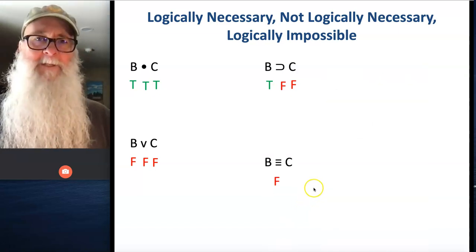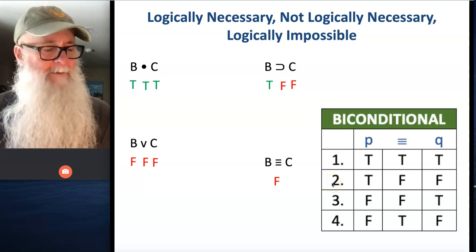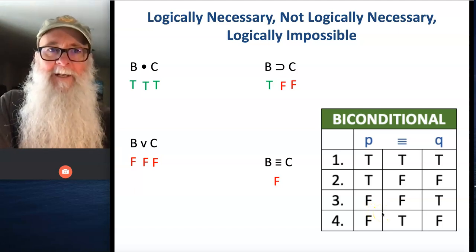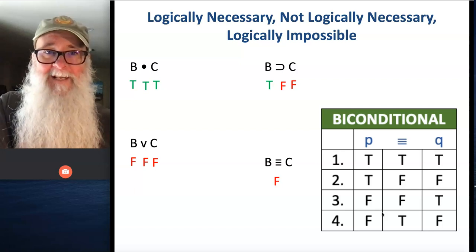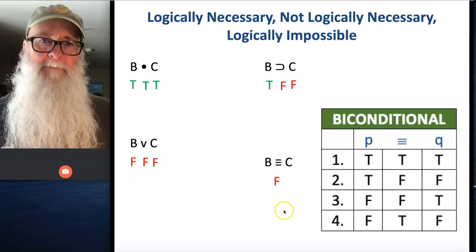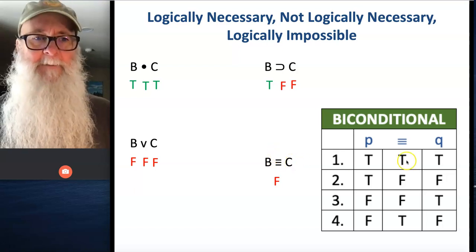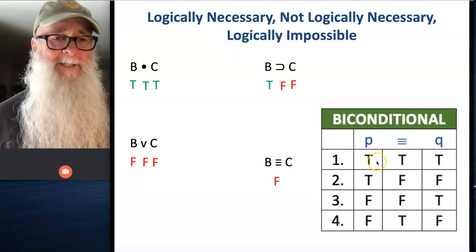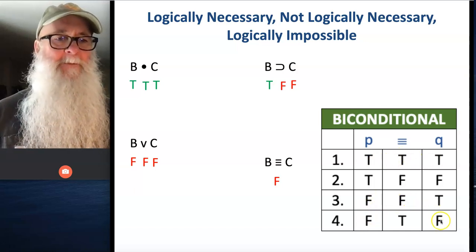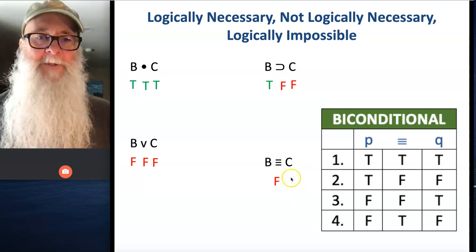And finally, what if I give you a statement like this, B triple bar C, and you pull up your biconditional truth table, and you can see there's something that's logically necessary, something that's not logically necessary, and something logically impossible about this statement. One thing that's logically necessary is that B and C cannot have the same truth value, because if we look at our truth table, particularly lines 1 and 4, we see that any time what appears on each side of the triple bar has the same truth value, the triple bar itself is true. And here we're being told the triple bar is false.